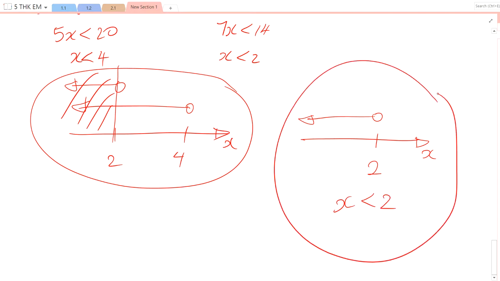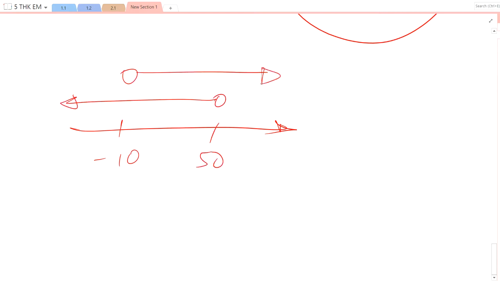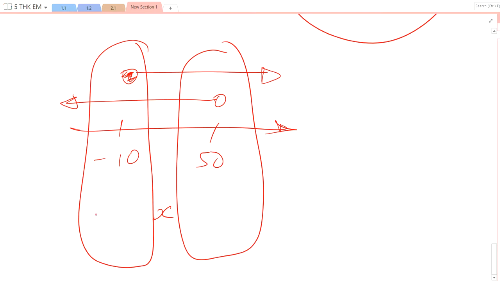Can? Okay. What if we have solutions that look like this? For example, negative 10 and 50. How will you describe the solution to this? x is the number over here, and then another number over here, right? What do I have over here? Negative 10. Then what is the inequality? Less than or equal to, because it's colored. Then on this side, less than 50. Agree so far?